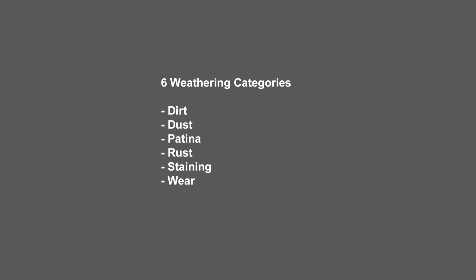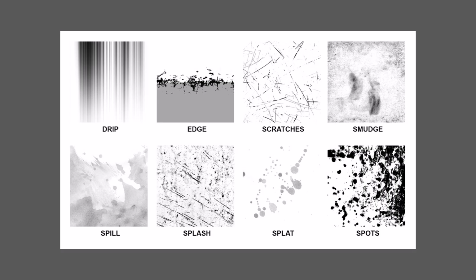And the categories are dirt, dust, patina, rust, staining, and wear. And then these categories also have different patterns that happen in them. For example, things that are dripping, stuff around the edge, scratches, smudges, spills, splashes, splats, and spots.